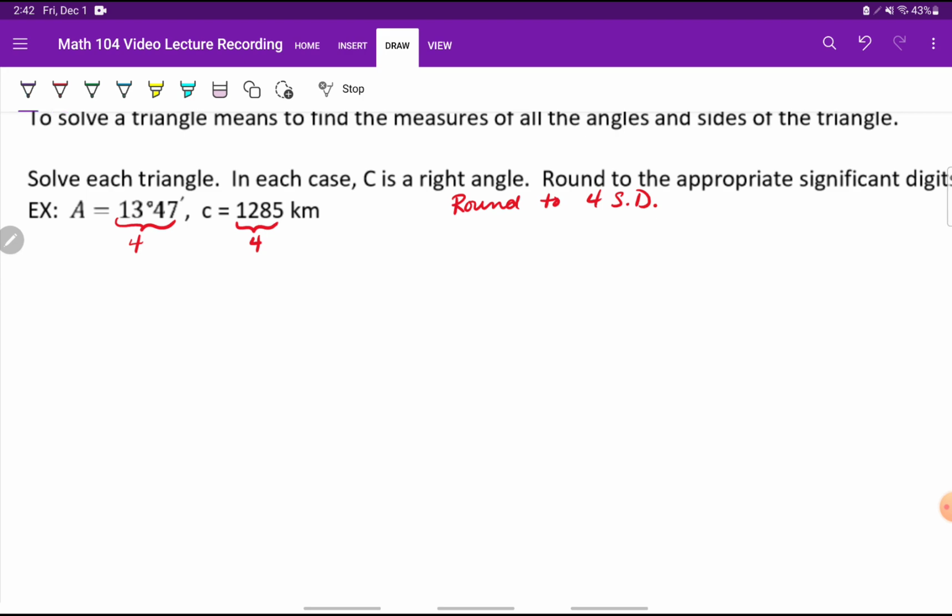I'm going to draw a picture. I always like a picture. Triangle ABC, C is the right angle. Our angle A is 13 degrees, 47 minutes. Our side C, which is the hypotenuse, is 1,285.